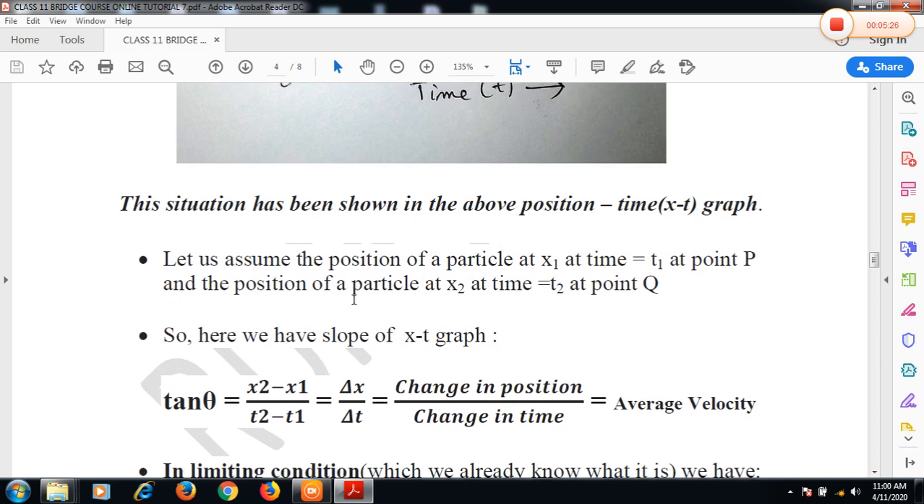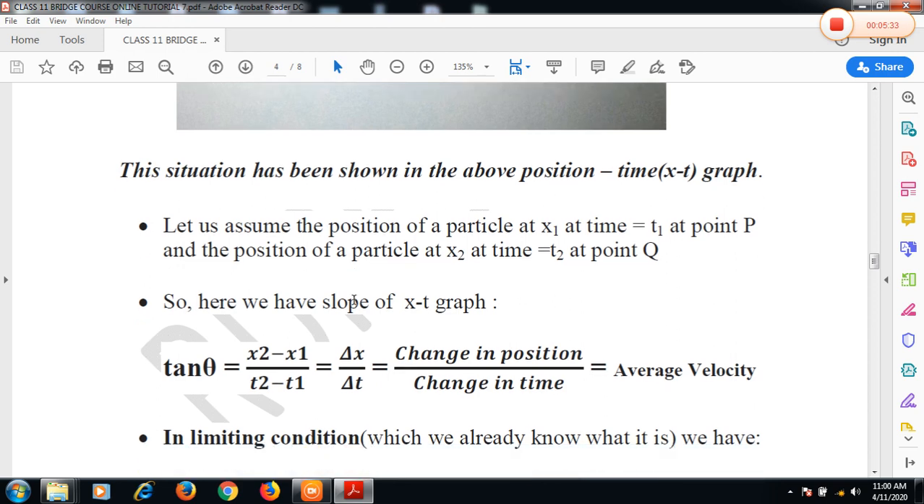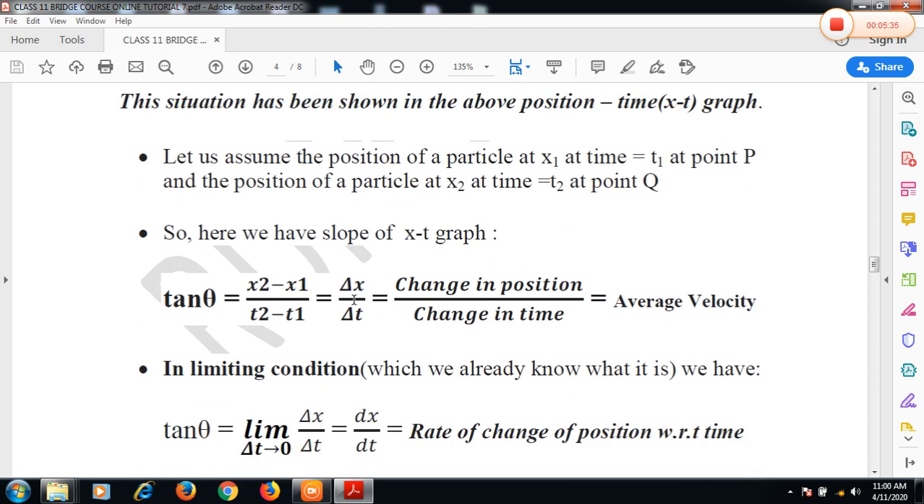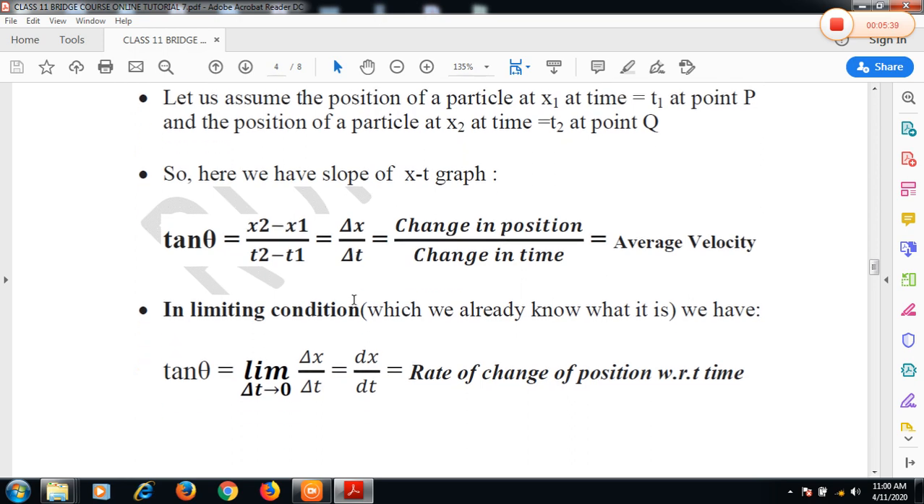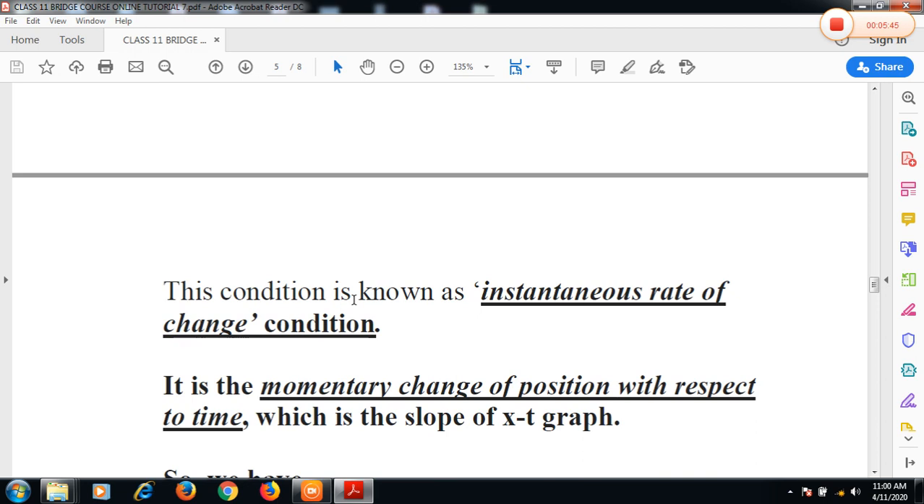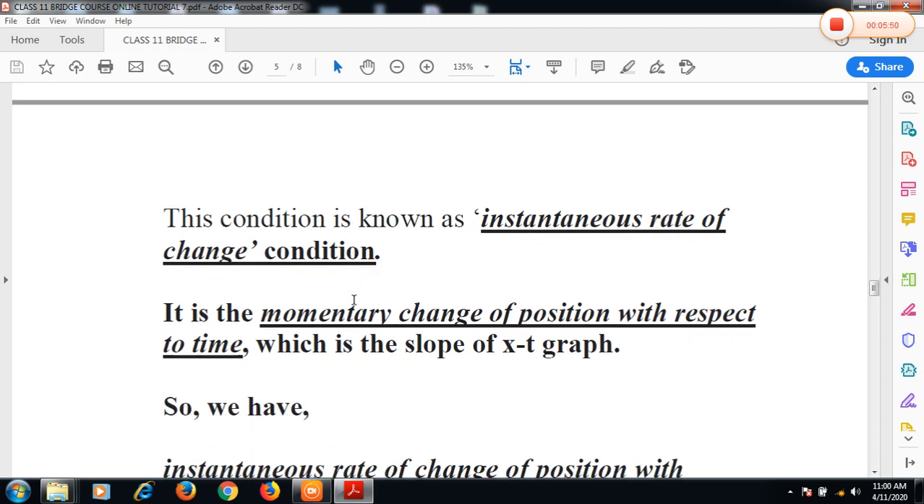So tan theta equals delta x by delta t, which equals change in position by change in time, and that is average velocity. In the limiting condition, which we already know, tan theta equals the limit as delta t tends to 0 of delta x by delta t, which equals dx/dt, the rate of change of position with respect to time. This condition is known as the instantaneous rate of change condition, and it is the momentary change of position with respect to time, which is the slope of the xt graph.